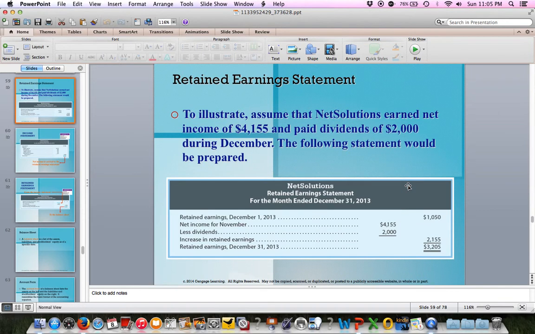So here's an example of a retained earnings statement. It says, to illustrate, assume Net Solutions earn net income of $4,155 and pay dividends of $2,000 for the month of December. So their beginning retained earnings on December 1st was $1,050. They had a good month. They had net income of $4,155. That makes retained earnings go up. But the owner took $2,000 out, which makes it go down. So at the end of the month, December 31st, then it was $3,205.